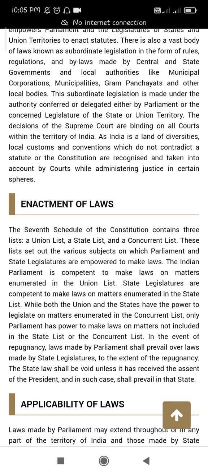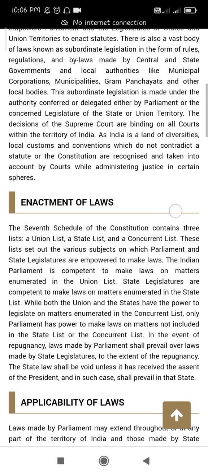The decisions of the Supreme Court are binding on all courts within the territory of India. As India is a land of diversities, local customs and conventions which don't contradict a statute of the Constitution are recognized and taken into account by courts while administering justice in certain spheres.